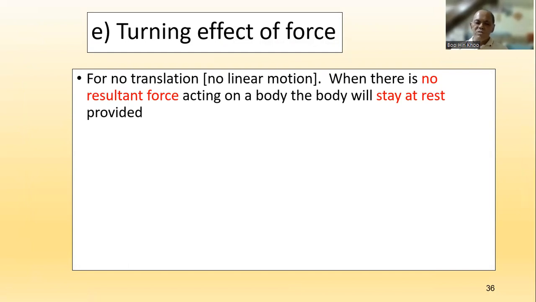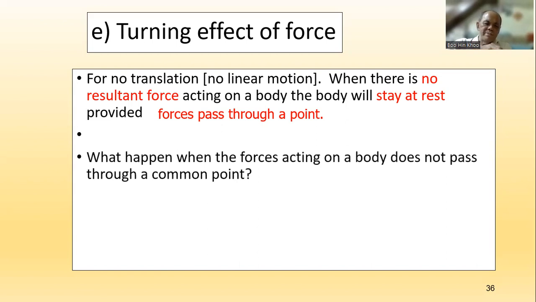For no translation, no linear motion, what does translation mean? No linear motion. When there is no resultant force acting on a body, the body will stay at rest, provided the forces pass through a point. We have illustrated that. All the three forces pass through a point. What happens when the forces acting on a body do not pass through a common point?